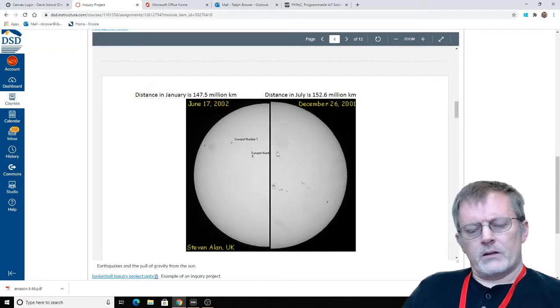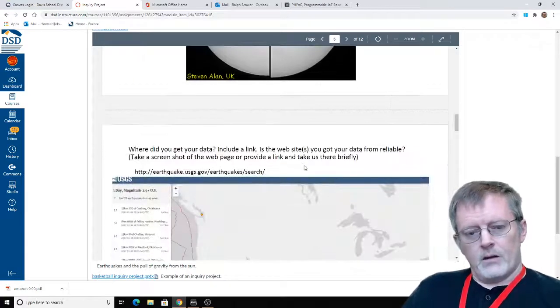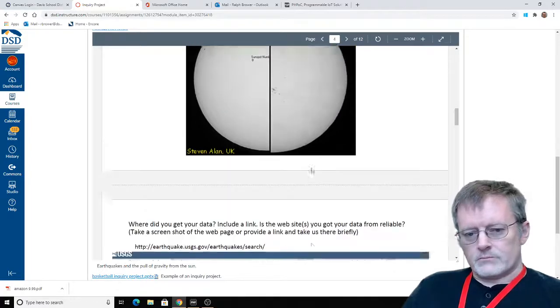Here's a telescopic view of the sun. It's not January and July. I just grabbed one that happened to be December and June, but you can see that in December it does look a little bit bigger than in June because we're just a little bit closer. Okay, so we're closer in January, which means the force of the sun pulling on us is greater, and I think that's what's going to trigger more earthquakes. That's my question.